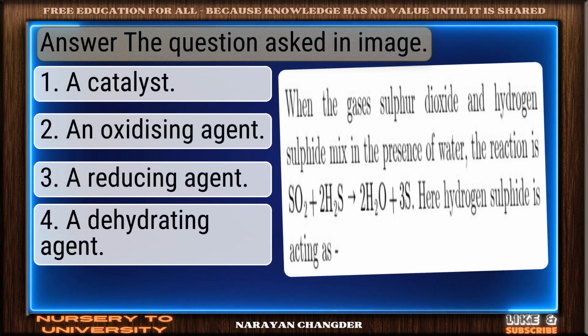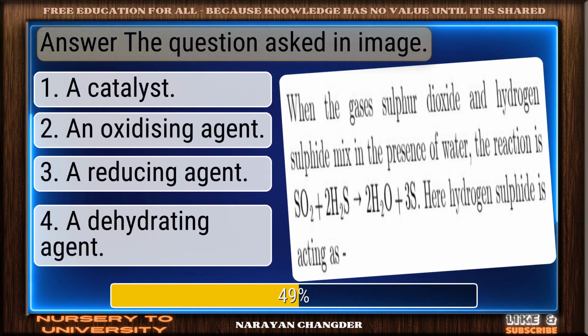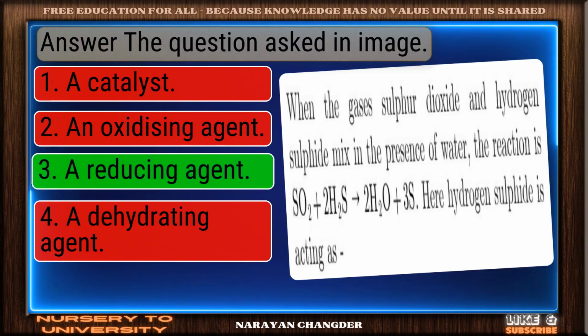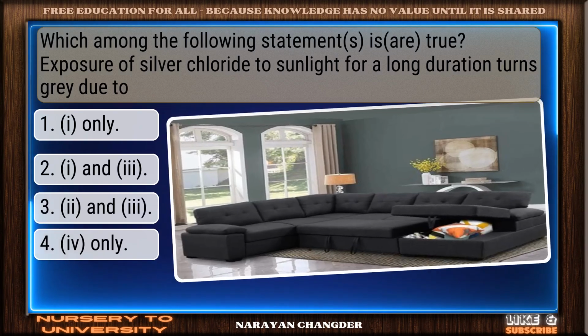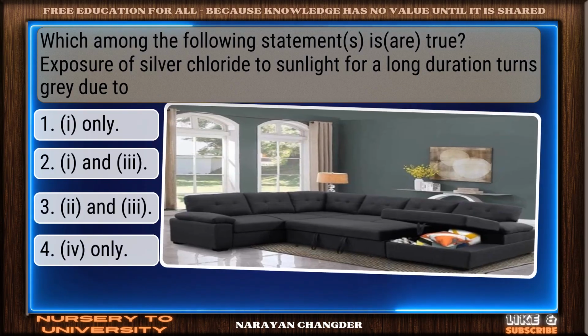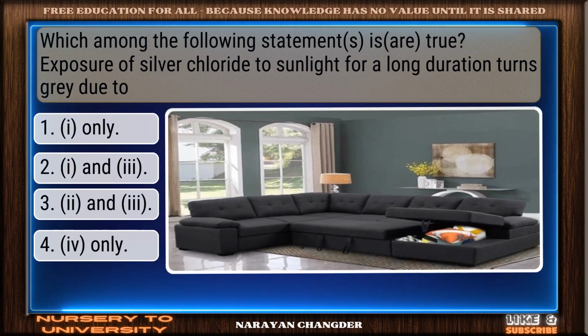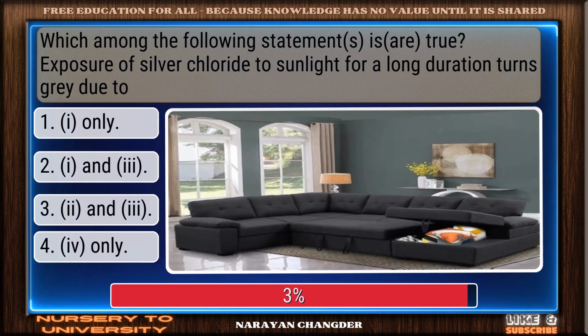Answer the question asked in the image. Nicely done. A reducing agent is solid. Which among the following statements is true? Exposure of silver chloride to sunlight for a long duration turns it grey due to?